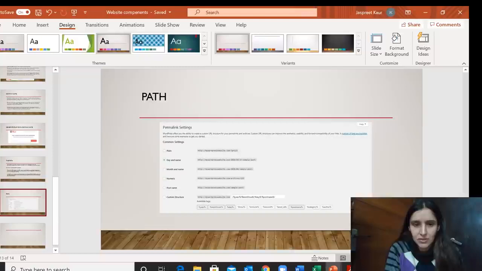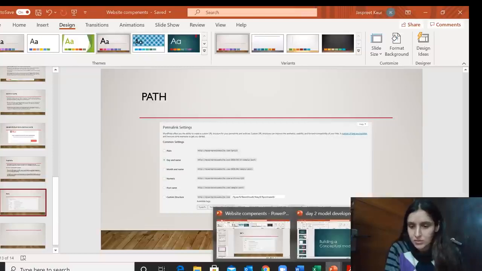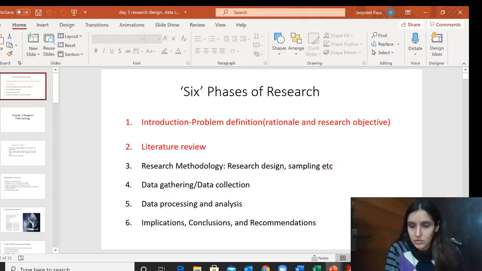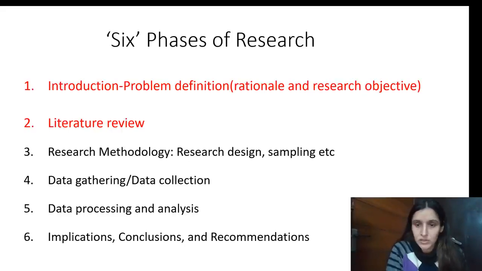So let me first come to the phases of research. Primarily there are 6 phases of research: introduction, review of literature, research methodology, data gathering, data processing, implications, and conclusions. Now when you come to research design, which is the phase you are at right now? You are at the phase of research methodology.